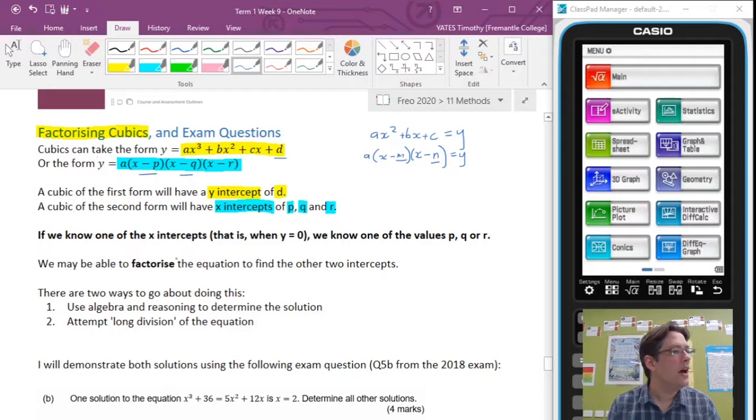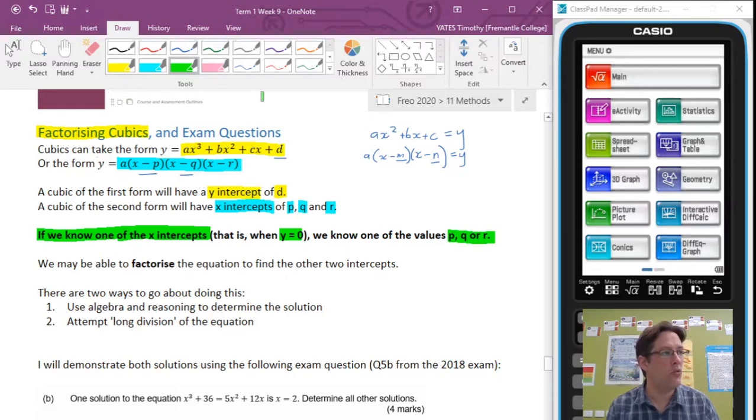Basically, the upshot of this is if we know one of our x-intercepts, that is when y equals 0, we also know one of our values of p, q, or r. So we know one of the up to 3 x-intercepts that will happen in a cubic. So we may be able to factorize the equation to find the other 2 intercepts.